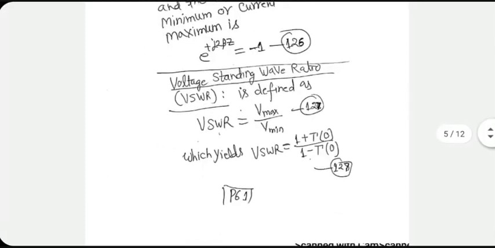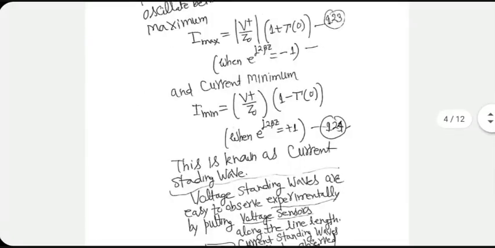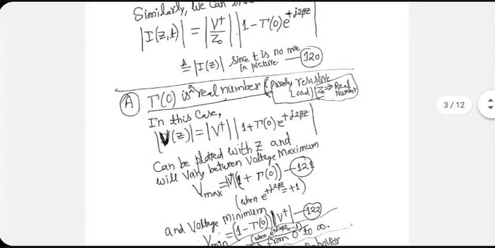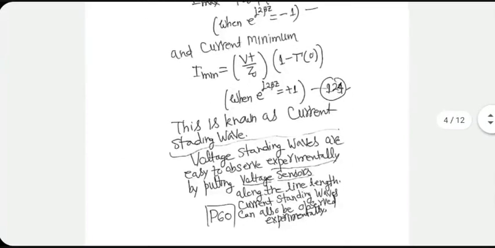Now we define a standing wave ratio. In fact, two standing wave ratios. One of them is known as voltage standing wave ratio, VSWR, which is Vmax divided by Vmin. And it's a real number because we are talking magnitude of V. And Vmax divided by Vmin is very easy to figure out from equations 121 and 122. Magnitude of V plus goes out. So you get 1 plus tau 0 divided by 1 minus tau 0.